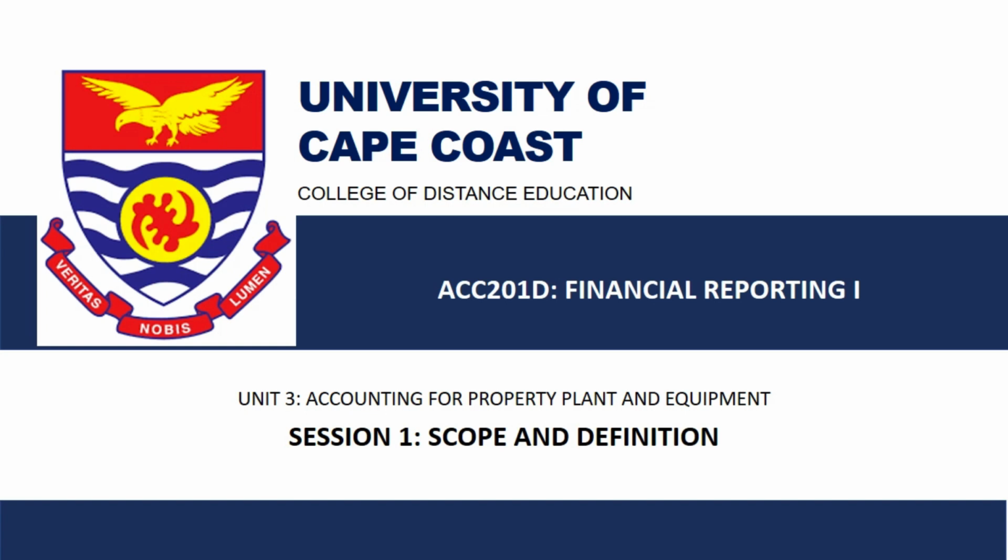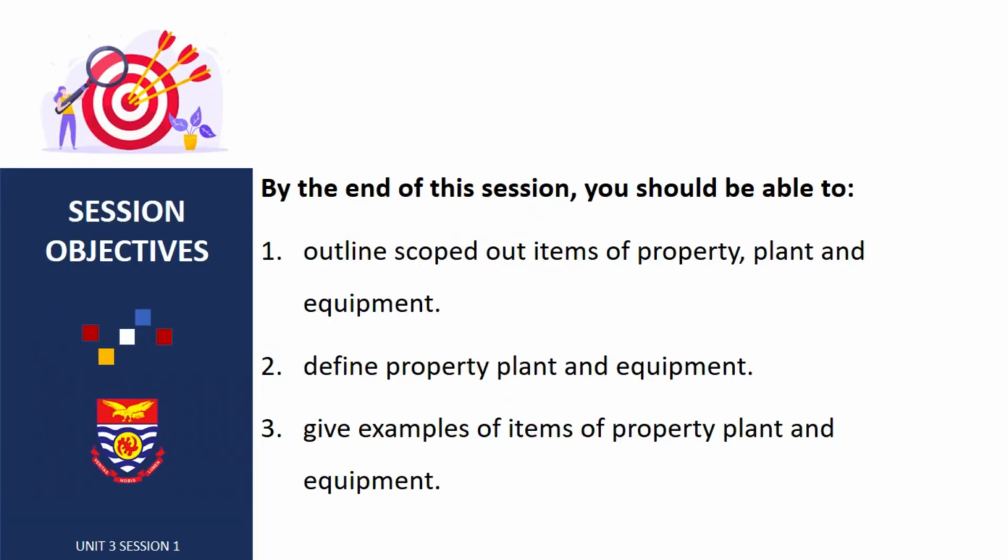And in this session, we'll be looking at the scope and definition of property, plant, and equipment. At the end of this session, it is expected that you should be able to: 1. Outline scoped out items of property, plant, and equipment. 2. Define property, plant, and equipment. And 3. Give examples of items of property, plant, and equipment. So these are the session objectives we have to achieve at the end of the lecture.